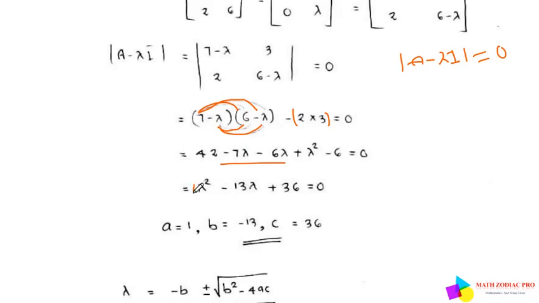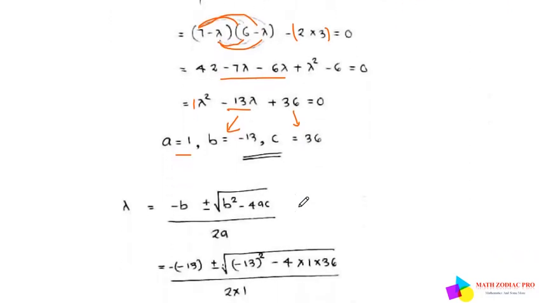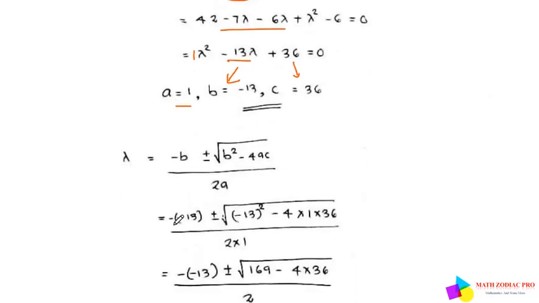So here a value is 1, b value is minus 13, and c value is 36. Okay, so using this formula, lambda equal to minus b plus or minus root of b square minus 4ac, divided by 2a. Here b equal to minus 13, so minus into minus 13, plus or minus root of b square, so minus 13 all square, minus 4 into a equal to 1 and c equal to 36, divided by 2 into a, so 2 into 1.